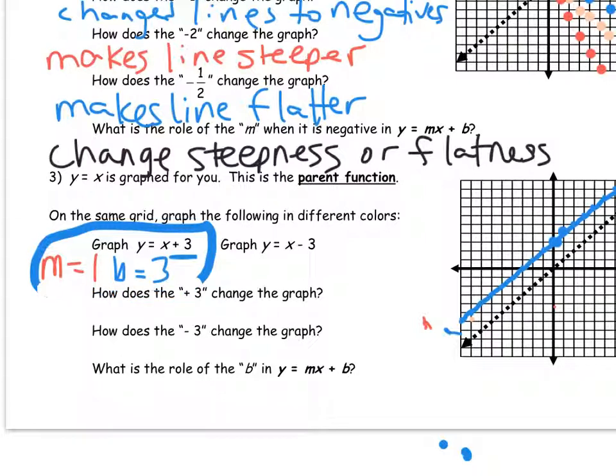At least so I can see it. Okay, so that's my blue line. Now let's do the red one. So this one, we're going to need to write it out again. We've got an m of 1 and a b this time equals -3.